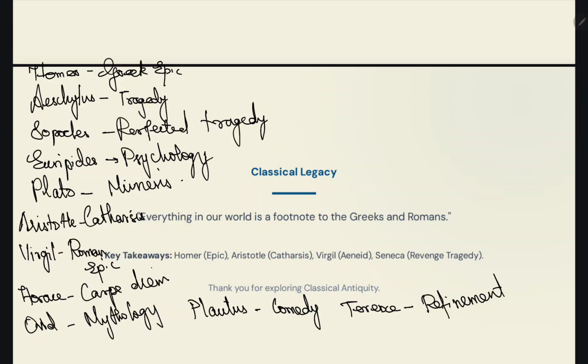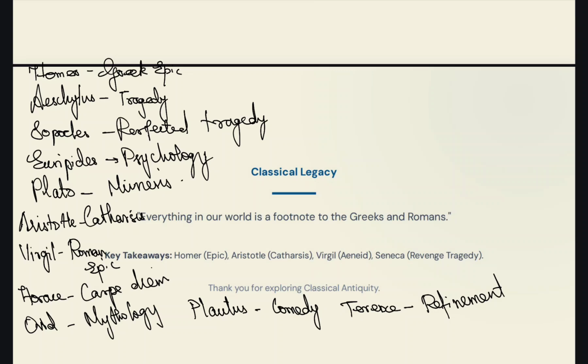So, scholars, we began this journey with Homer, a poet whose life remains a mystery. And we then traveled through Athens. We met philosophers who changed human thought. And we entered theatres where tragedy and comedy were born. And we followed Alexander across continents. We watched Rome rise to power. And we ended with Virgil, Horace, Ovid, Seneca, Plautus, and Terence.